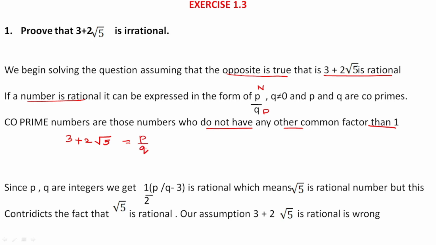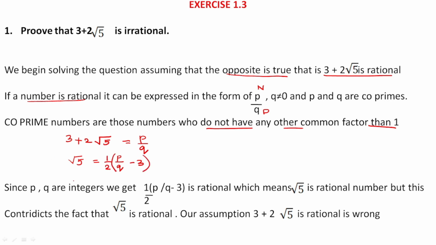Just as we did in the case of proving that root 5 is irrational, what have we done? We squared the LHS and the right hand side. So before that, let's transpose everything. Let's only have root 5 on the left side. So root 5 becomes half of, so 3 is adding, so when it goes to the other side it becomes p divided by q minus 3, and 2 divides when it goes to the other side.